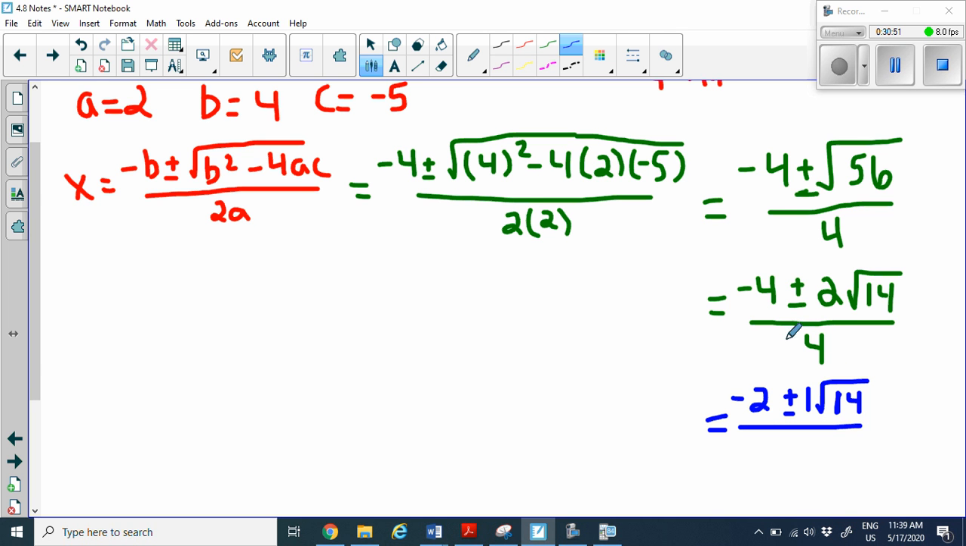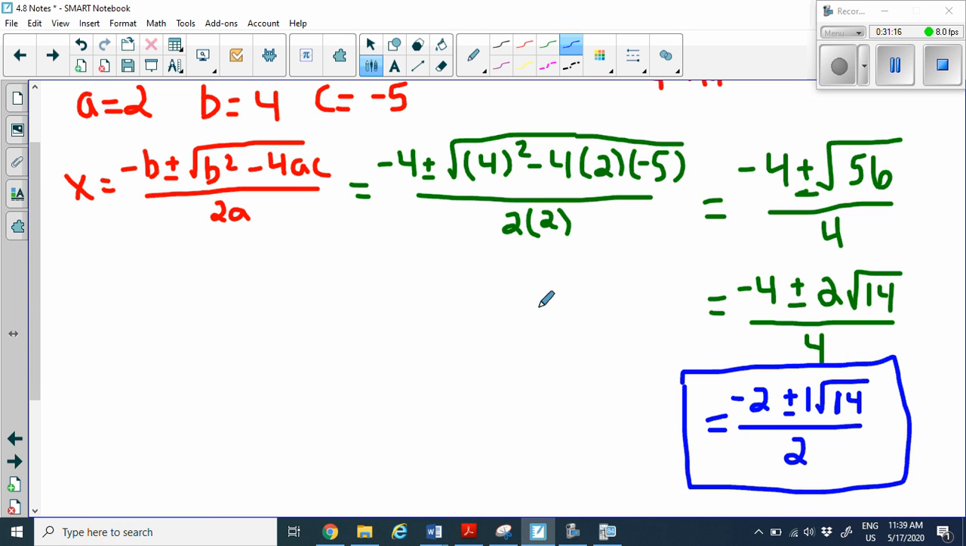Now, our last thing is the 4 in the denominator. If we do 4 divided by 2, that gives us 2. So, make sure you simplify your answer all the way. You will need to do that in the homework, because if you don't simplify it all the way, you will not get it correct. So that means our final answer here is actually -2 plus minus 1 times square root of 14 all over 2. That is our final answer.